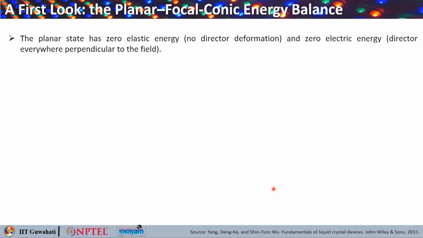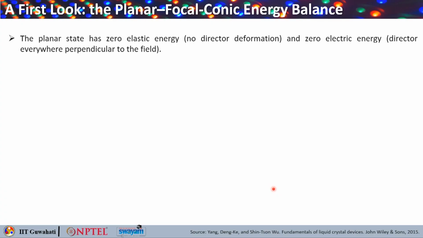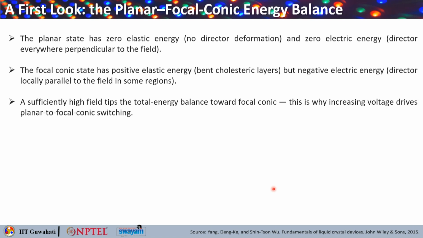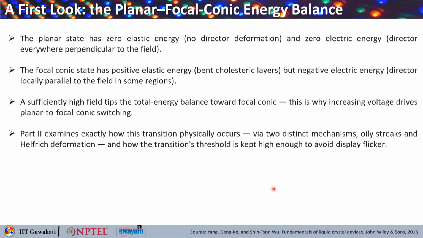The planar state has 0 elastic energy because there is no director deformation, and 0 electric energy because the director everywhere is perpendicular to the field. The focal conic state has positive elastic energy because of the bent cholesteric layers, but negative electric energy because the director locally is parallel to the field in some regions. So a sufficiently high field tips the energy balance towards focal conic, and this is why increasing the voltage drives the planar to focal conic switching.